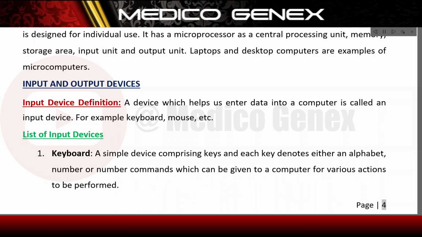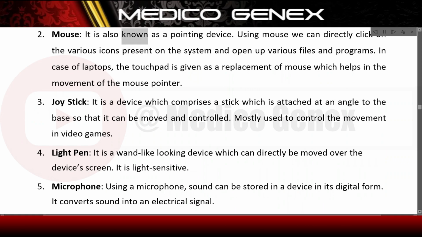Page 4. Mouse. It is also known as a pointing device. Using a mouse we can directly click on the various icons present on the system and open up various files and programs. In case of laptops, the touchpad is given as a replacement of mouse which helps in the movement of the mouse pointer. Joystick. It is a device which comprises a stick which is attached at an angle to the base so that it can be moved and controlled. Mostly used to control the movement in video games.